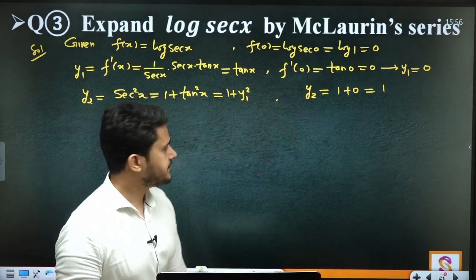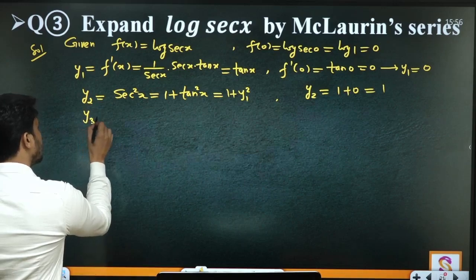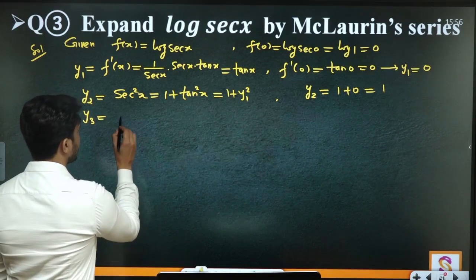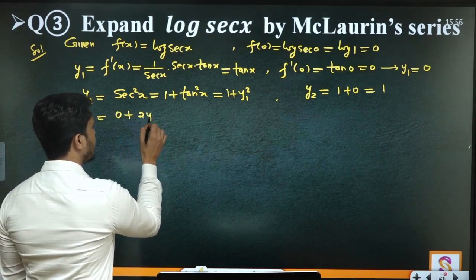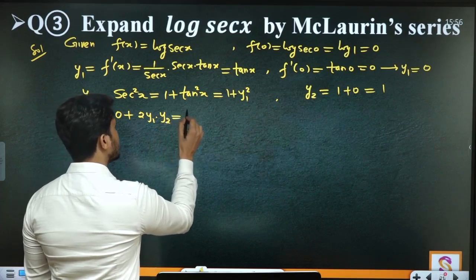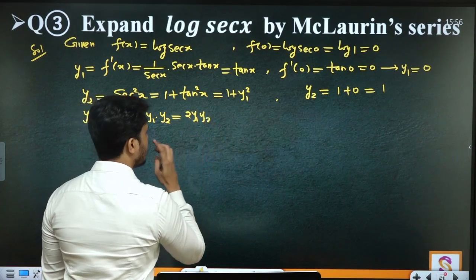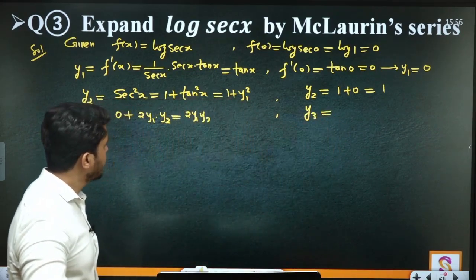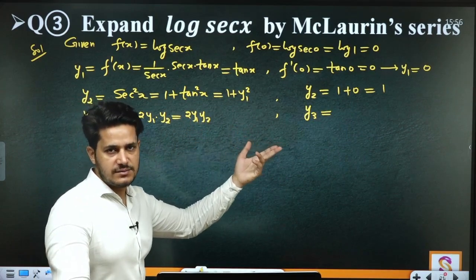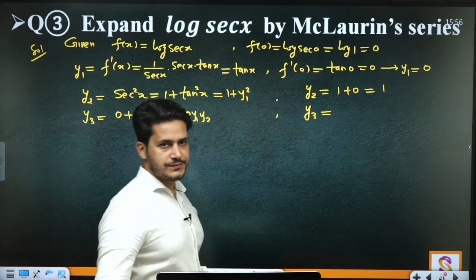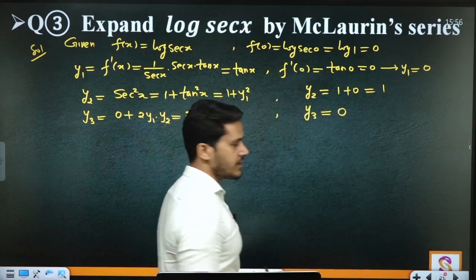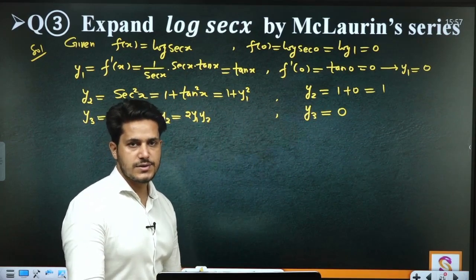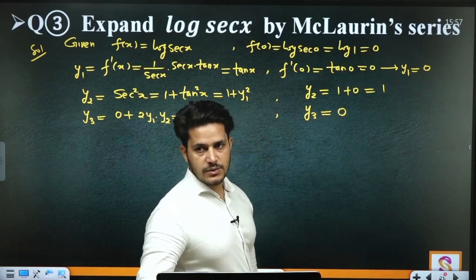So y2 will be 1 plus 0, directly you can say it is 1. Again y3, now differentiate the same expression further; there is no need to differentiate the constant. It will be written like this: 0 plus 2y1 y2. If you find y3, it is 2y1 y2, and the value of y1 is 0, that's why the term will be 0. Multiplication of 2 into 0 into y2 which is 1 makes no difference.